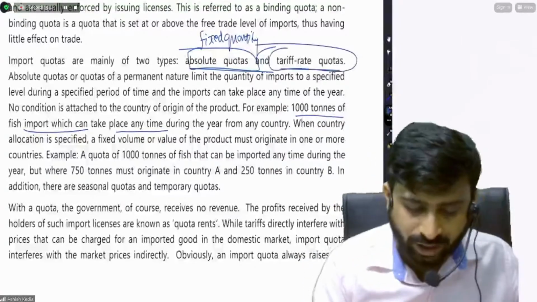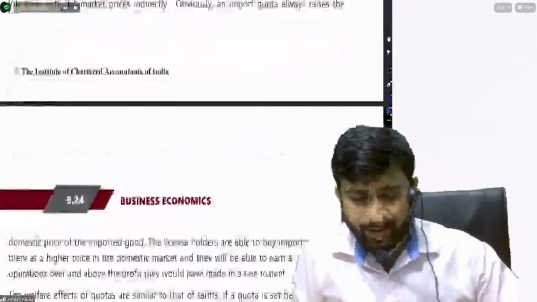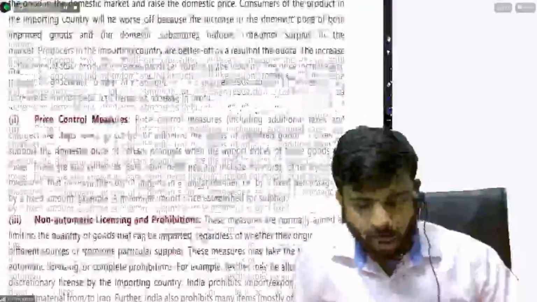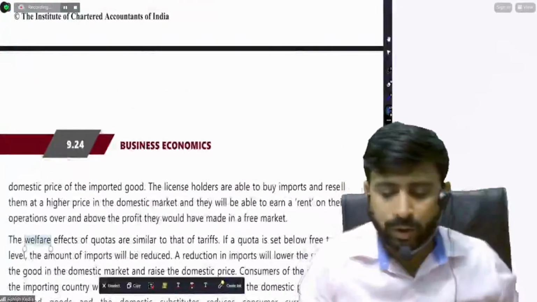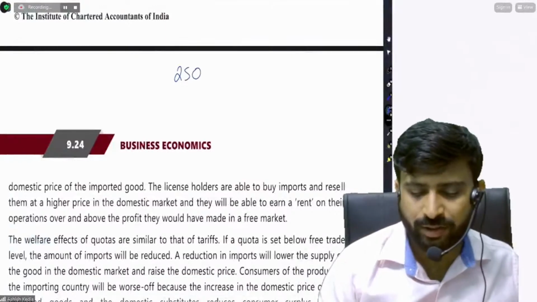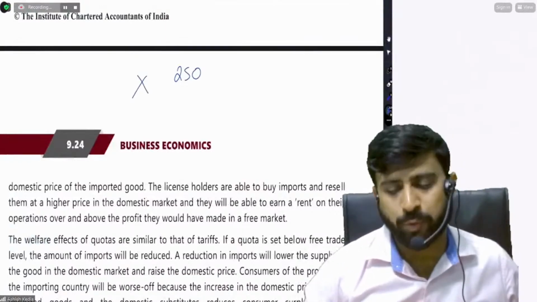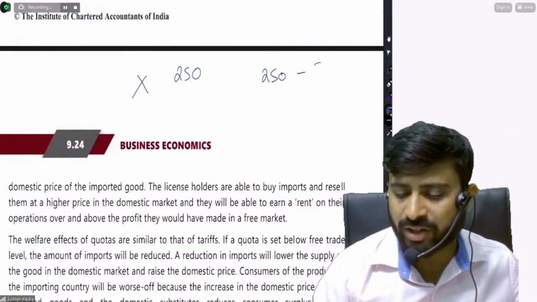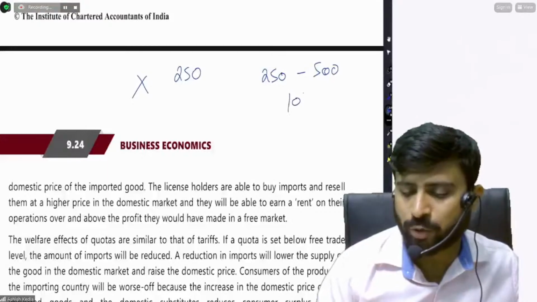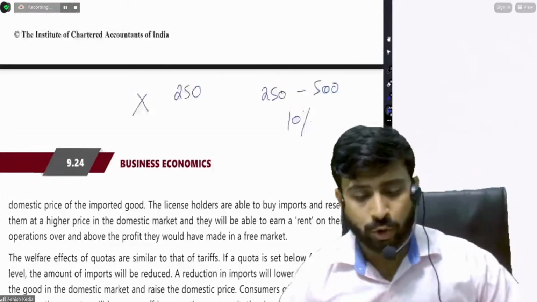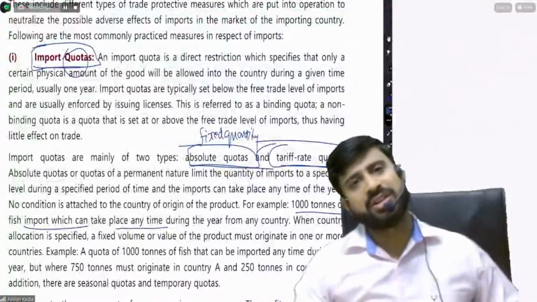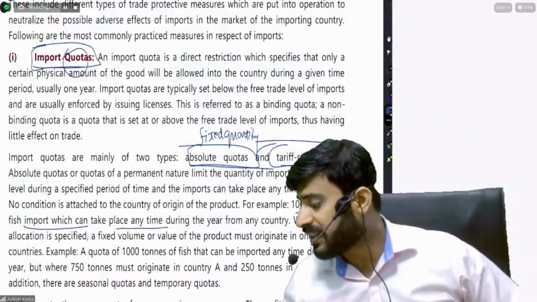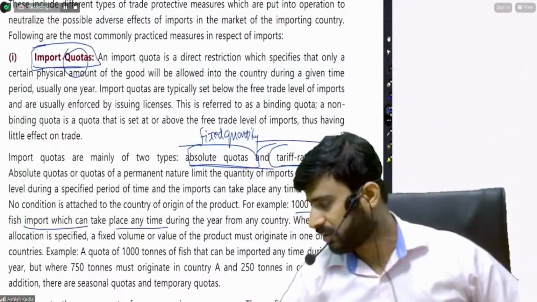And then there is tariff rate quota. So, sir, what is tariff rate quota? I have already explained to you that suppose up to 250 tons, you will have to pay no tariff on imports. Beyond 250 to 500 tons, if you import, then you will have to pay, let's say, 10% tariff. So first of all, what is a quota? Quota is a quantity restriction where the maximum quantity that can be imported is fixed.